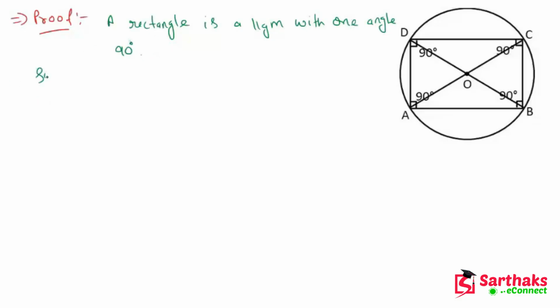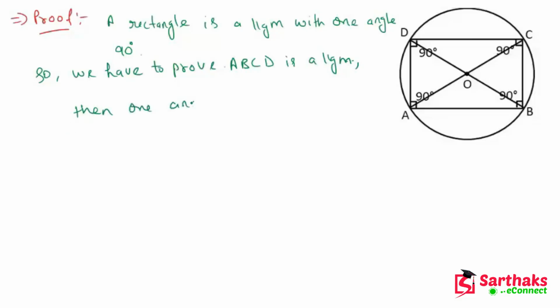So we have to prove ABCD is a parallelogram. First we have to prove that ABCD is a parallelogram, then that one angle is 90 degrees. Okay, so now let's start.